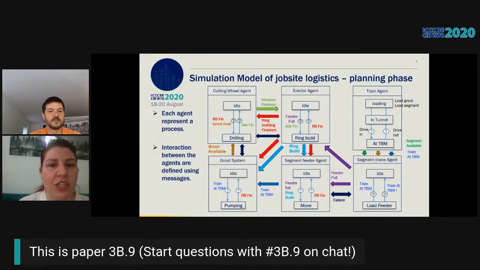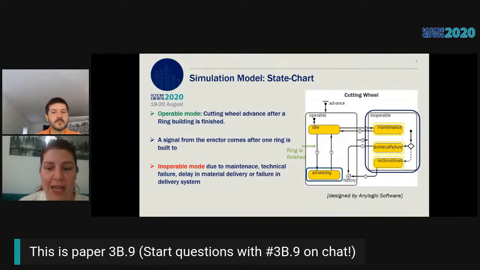An agent-based simulation model is built in the planning phase to estimate the project duration and optimize the job site logistics. So each agent represents a process and has a state chart to organize the tasks, and the interaction between the agents is defined using messages and signals.